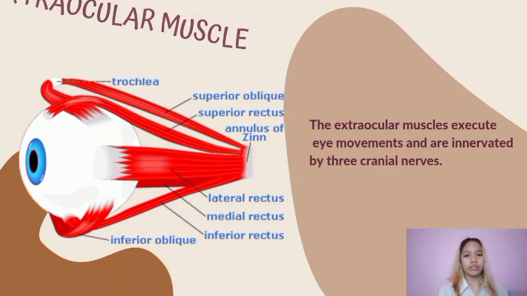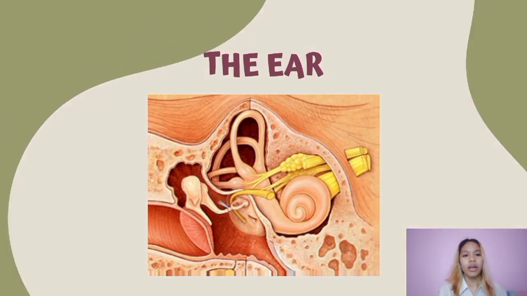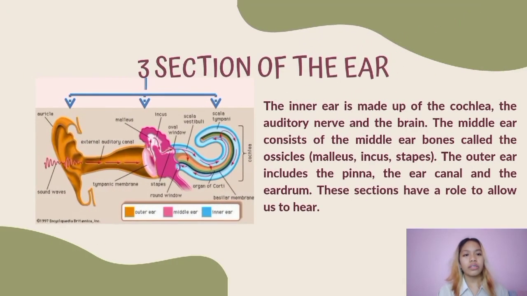Next is the ear. The ear is the main sensory organ of the auditory system. Music, laughter, car horns, all reach the ears as sound waves in the air. Our ears have 3 sections: the inner ear, middle ear, and outer ear. As we can see in the picture, the outer ear is the brown part, the middle ear is the pink, and lastly the blue part is the inner ear.